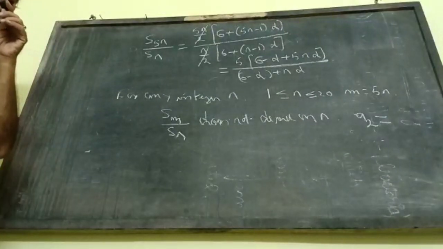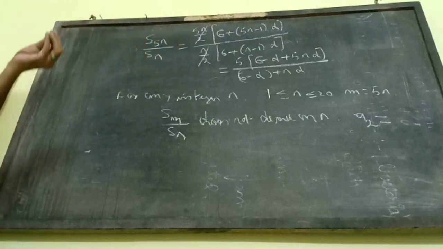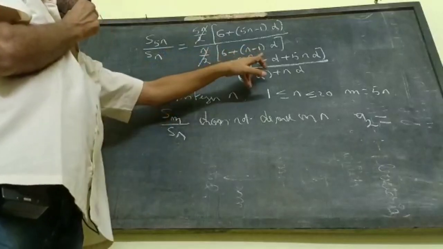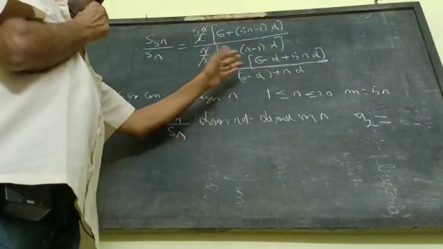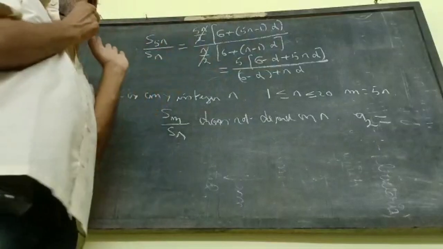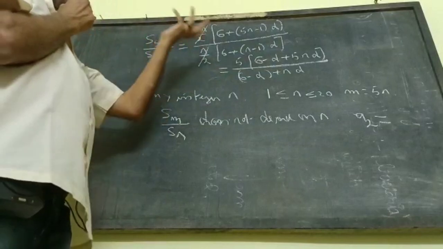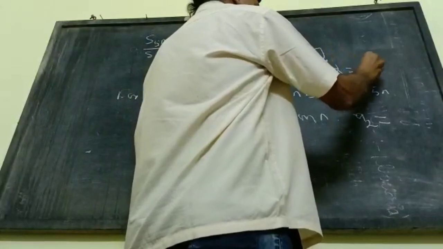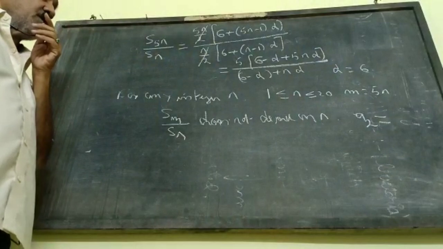Yes, I think you are following this. See, this should be independent of n. It means you have to closely inspect the problem. If you inspect the problem, if I put 6 minus D is equal to 0, you will get 25 nd by nd, which is 25, independent of n. So by inspection, it is quite clear that D must be equivalent to 6.